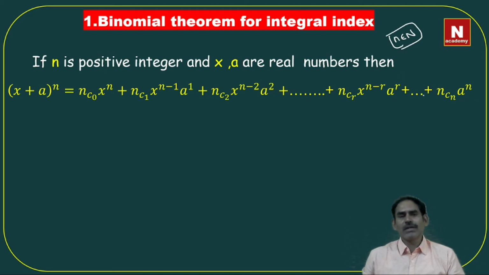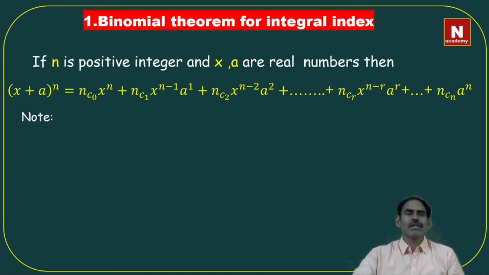And one more important point you can observe here. Sum of the indices of each and every term, n minus 1 plus 1, will be equal to index n. Next, n minus 2 plus 2 is equal to index of the binomial expression. See, n minus r plus r equals n. I'm going to write all properties of binomial theorem. Remember, these are the notes.